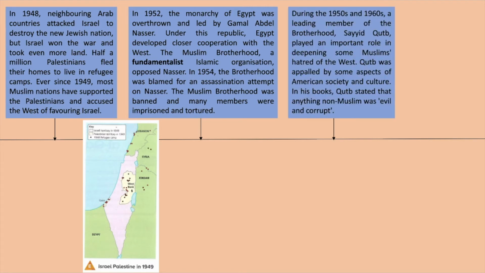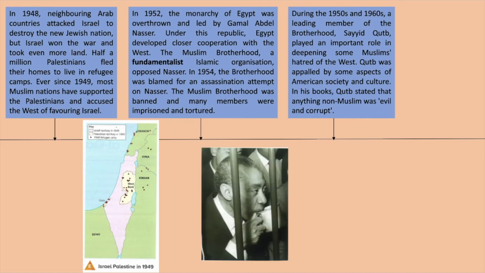During the 50s and 60s, the leading member of the Brotherhood, Sayyid Qutb, played an important role in deepening some Muslims' hatred of the West. Qutb was appalled by aspects of American society and culture, like gun violence, for example. In his books, Qutb stated that anything that was non-Muslim was evil and corrupt. Here is a picture of him in prison.